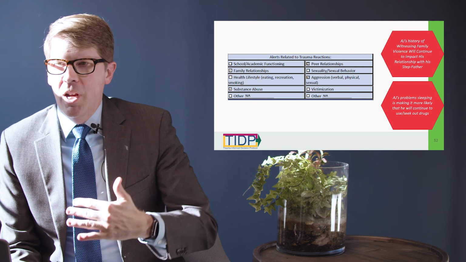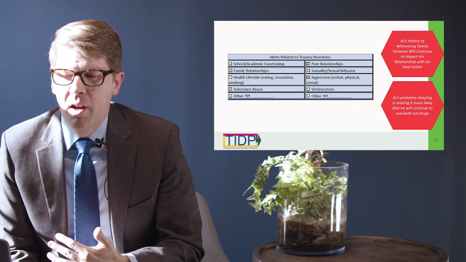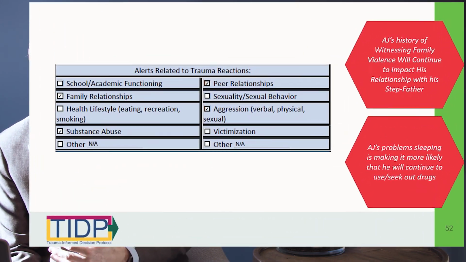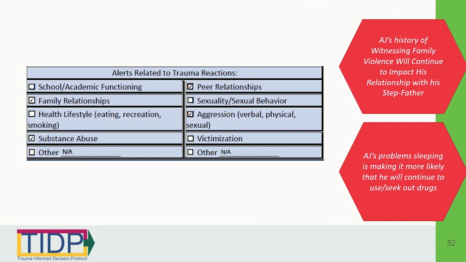And so if we think about AJ's alerts for step number 9, it's quite logical, right? Based upon his past exposure to family violence, we are going to create an alert about his current family relationships. We know he's actively using substances, so it's pretty logical, right? That this needs to be set up as an alert based on his past traumatic event exposures. Same thing with his peer relationships as well.